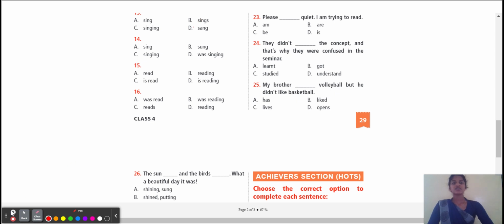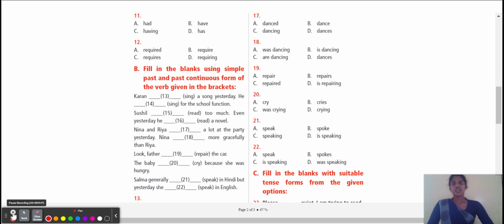Sang is the past form of the verb. So "he sang a song yesterday" is the correct form. Here is the 14th question: "He dash for the school function." The bracket word is sing. Here the same options also. "He dash for the school function" means yesterday.